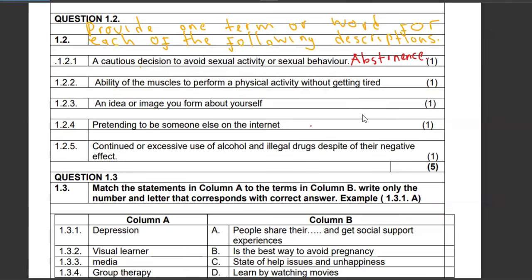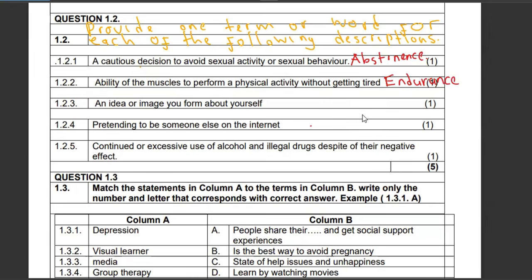Then 1.2.2, ability of the muscles to perform a physical activity without getting tired. When you're able to perform physical activities without getting tired, that is known as endurance. It means your body can endure. Endurance is the ability of muscles to perform a physical activity without getting tired.